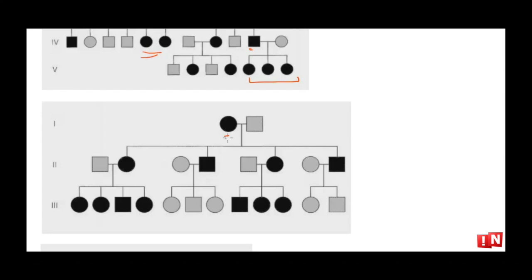Okay, quickly go through this pedigree. You will see the mother is affected, all the offspring are affected. Wherever a female is affected, all the offspring are affected, and where a male is affected, none of the offspring are affected. See, male is affected, no offspring is affected. Female is affected, all the offspring are affected. Very typical pedigree of maternal inheritance.